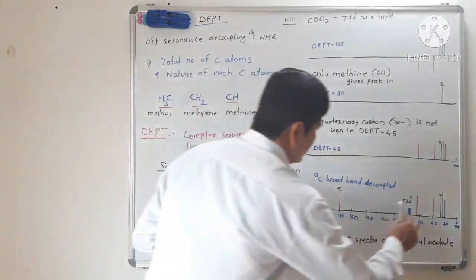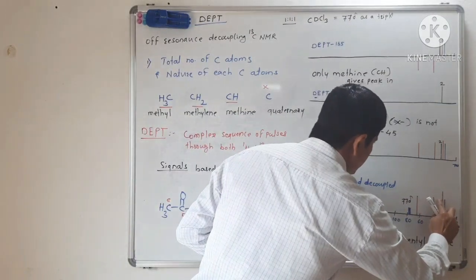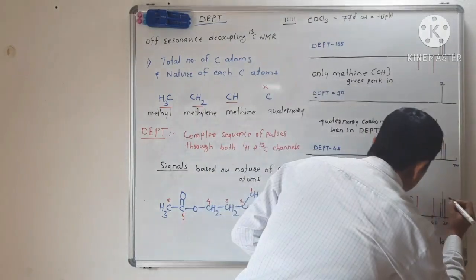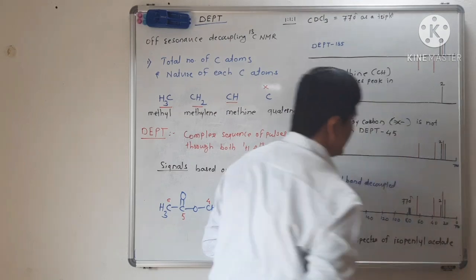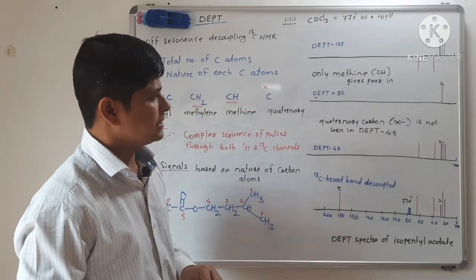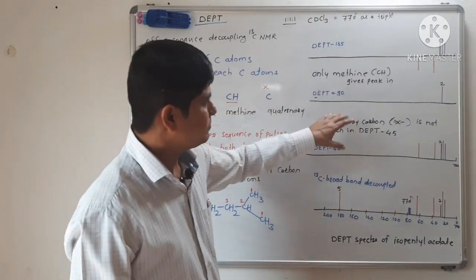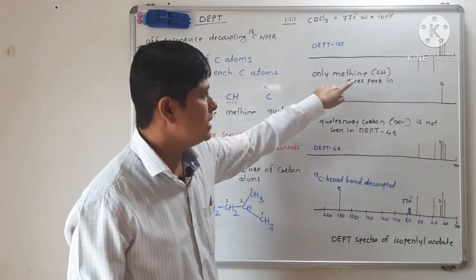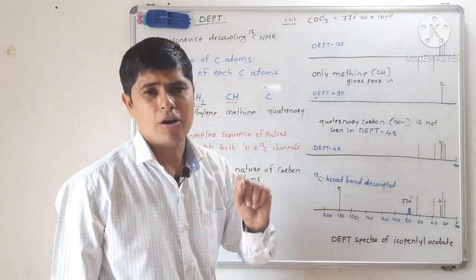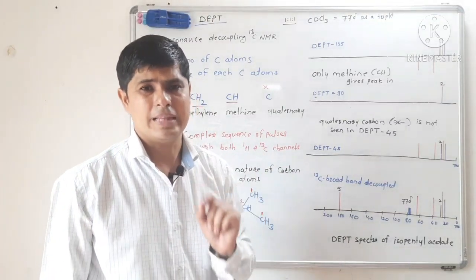So this is for carbon number 2, the methane carbon, isn't it? Now see, you have understood that depth 90 is giving only methane carbon. Okay, the peak or signal for only methane carbon.